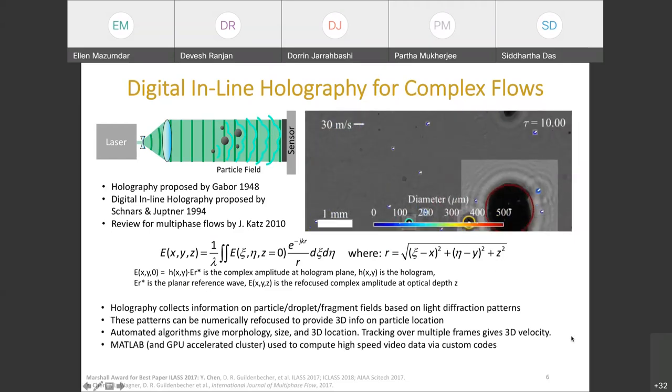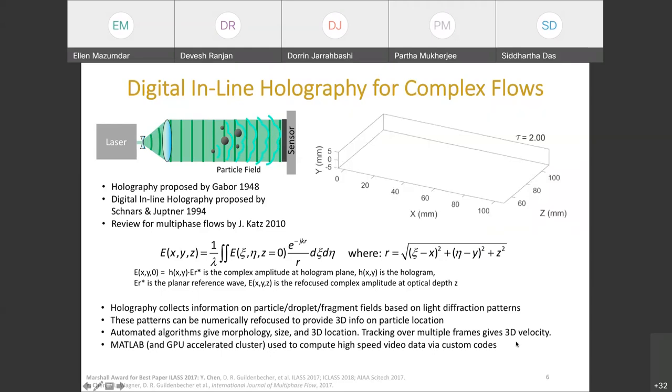This actual experiment that I'm showing is a jet in crossflow experiment. So basically we have a liquid jet and a shockwave hits the liquid jet and it breaks up into small droplets. And you can track these droplets individually to see their particle size statistics. In order to do this on high-speed videos, we actually have to put them on clusters or run them for a really long time on computers. And so there's a lot of custom code in the background that is segmenting images, determining XYZ locations, and collecting statistics.